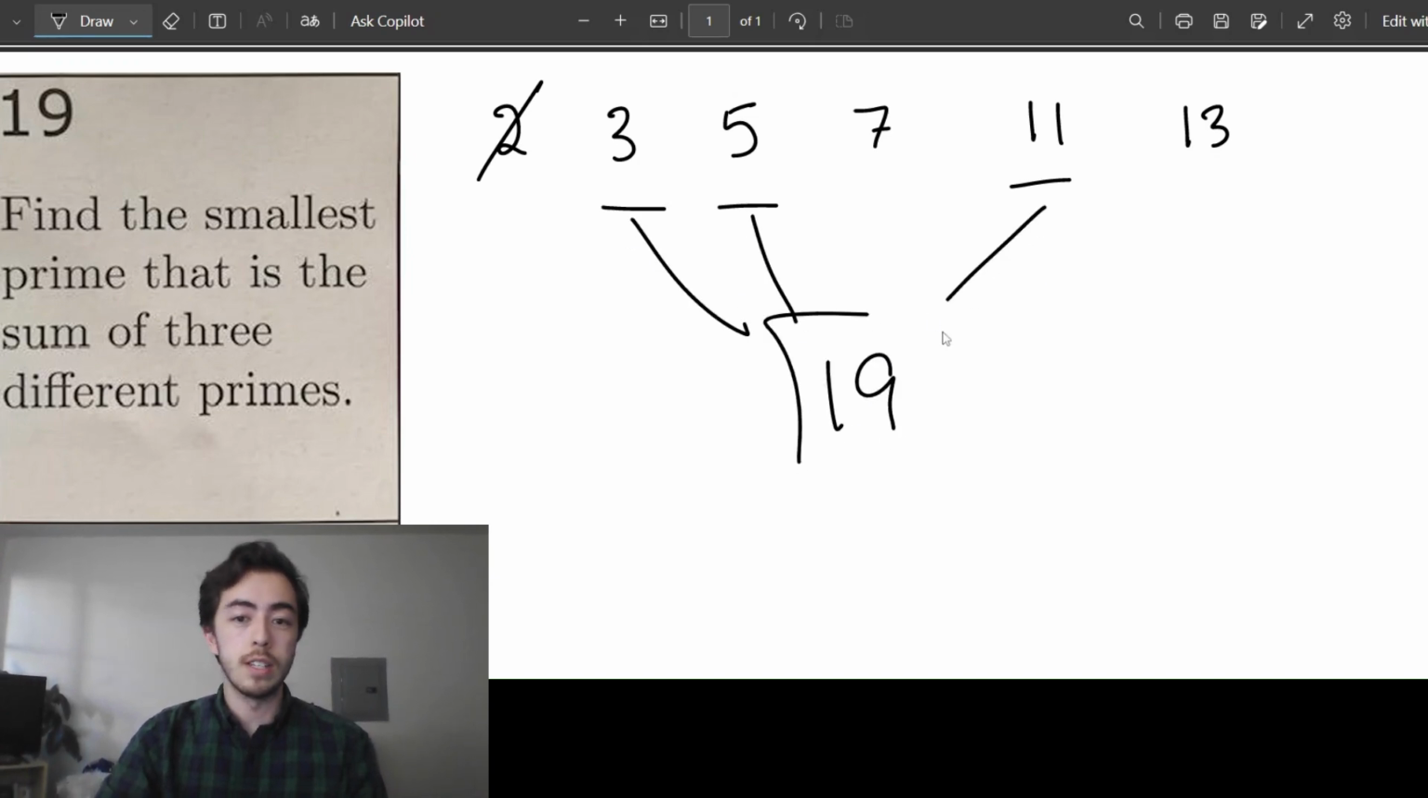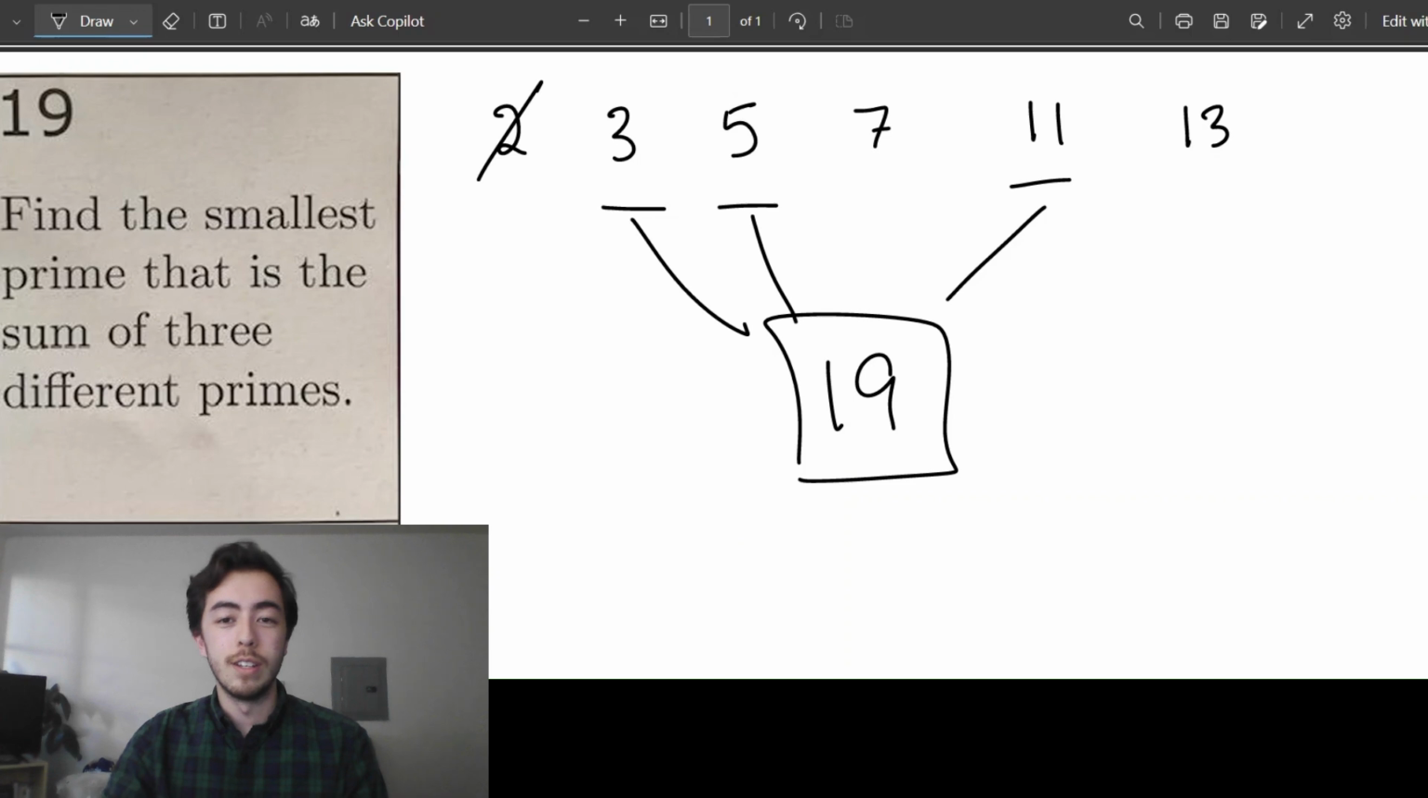That's it. There's a 19, and I'm very convinced that that's the smallest prime that's the sum of 3 others.